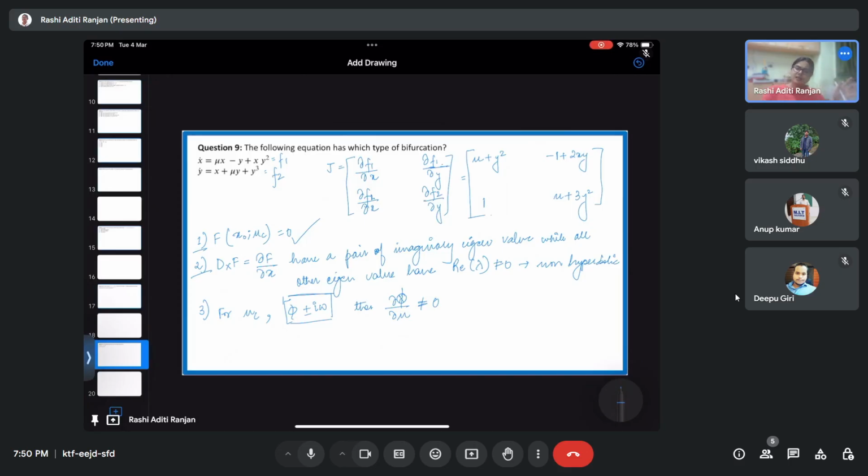The rest of the eigenvalues, I don't care about, because the system is only two-dimensional. So this condition is satisfied. The second condition is also satisfied.